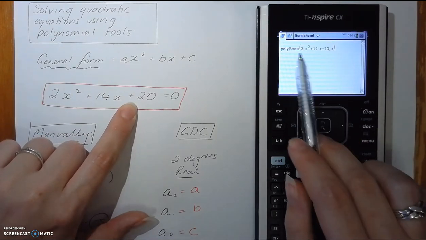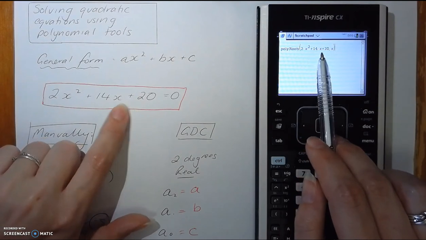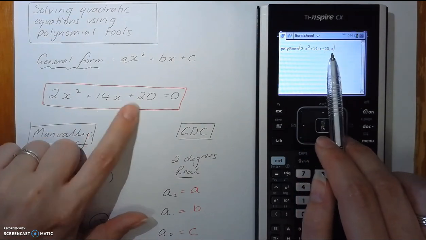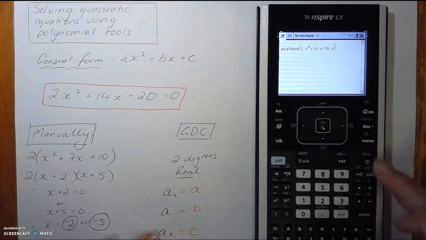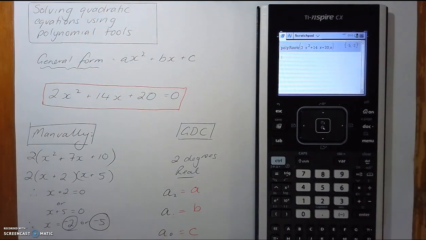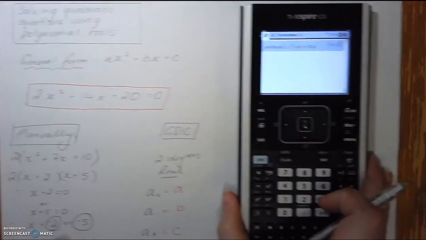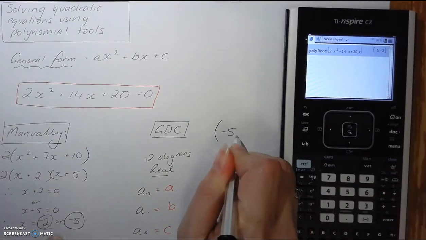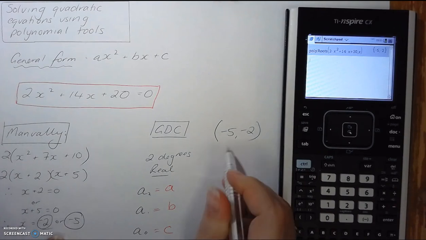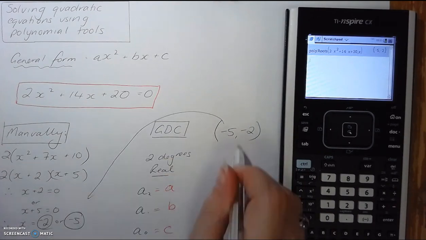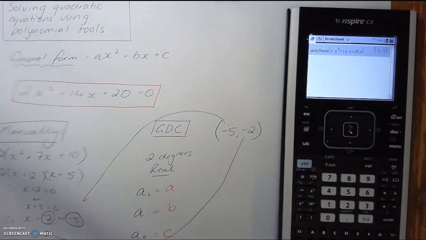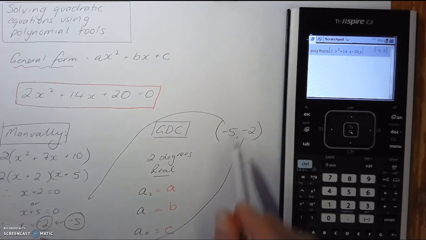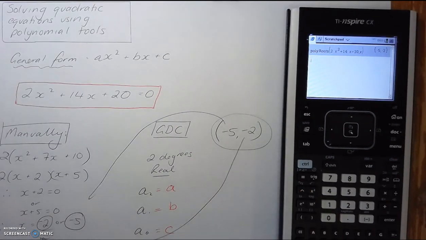It should come up to x squared plus 14x plus 20, and remember there's a comma there because we are finding the value of x, so all you have to do is press enter. Now the information is going to come up in a way that we're not used to seeing, so it's coming up in brackets. It's got negative 5 comma negative 2, and we can see they actually match up with our solutions that we found manually. So we need to be able to interpret the information that it puts out as well as being able to input it.